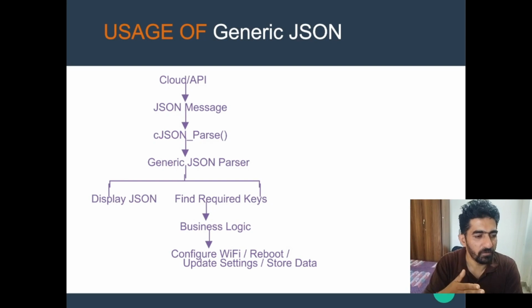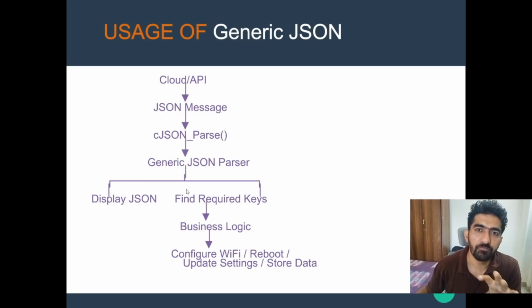So here, if you see, at first we have a cloud or APIs that we have connected to. Our router is connected to the cloud and we have some JSON data that is sent from the cloud. And now we are processing that JSON data using cJSON parse that we already discussed, and we have a generic JSON parser. What this generic JSON parser will do is display the JSON. So the first use case is it will only take the data, whatever is there. We are not processing it much, but we are displaying it on some GUI or on some app.